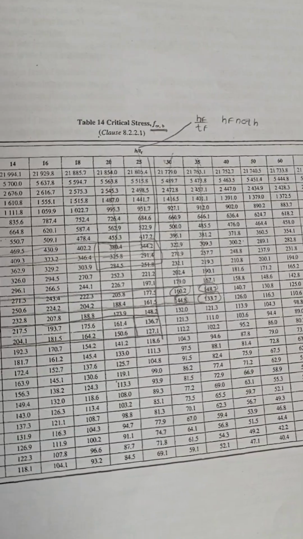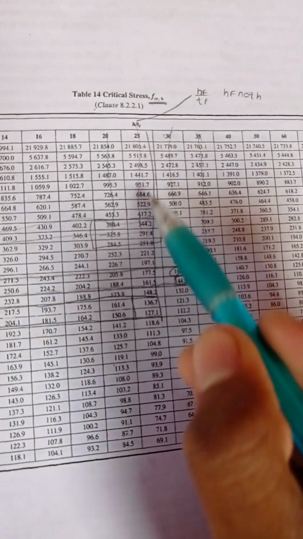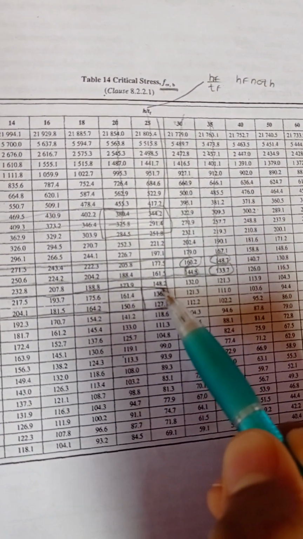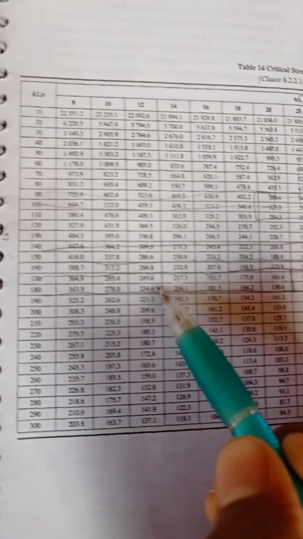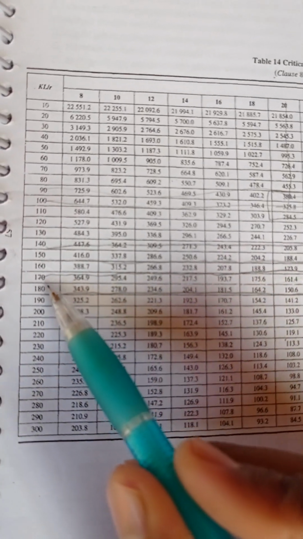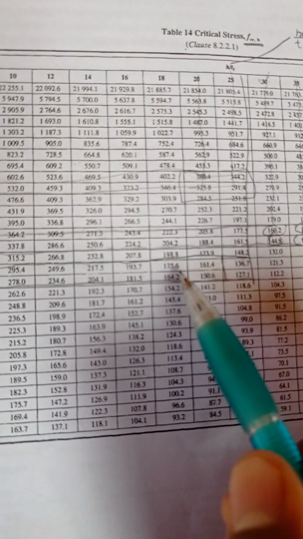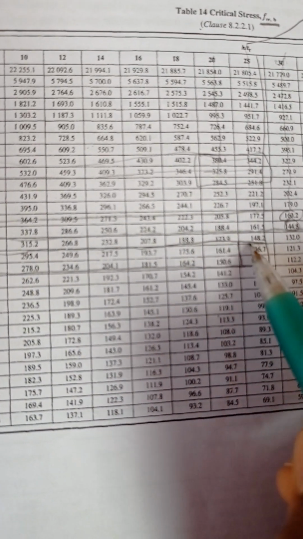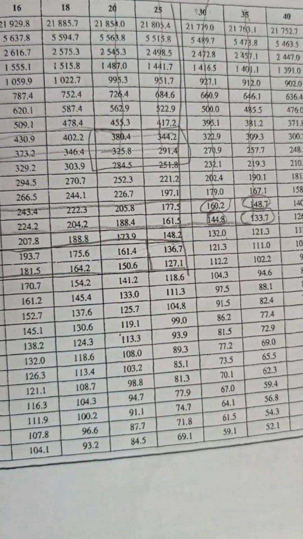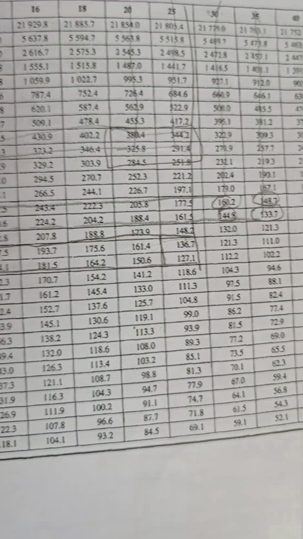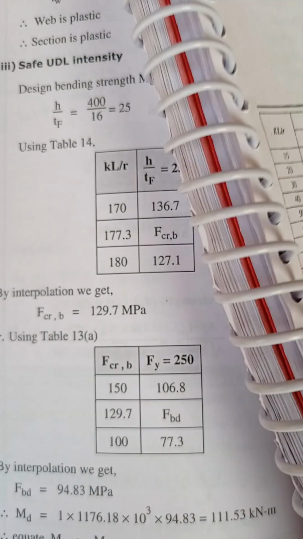From this we get the value H by TF as 25. So 25 ratio here, and our value is between 170 and 180. So we get these two values. If you just draw this line here, we can see we get the values of 136.7 and 127.1, and these are the values that are given.